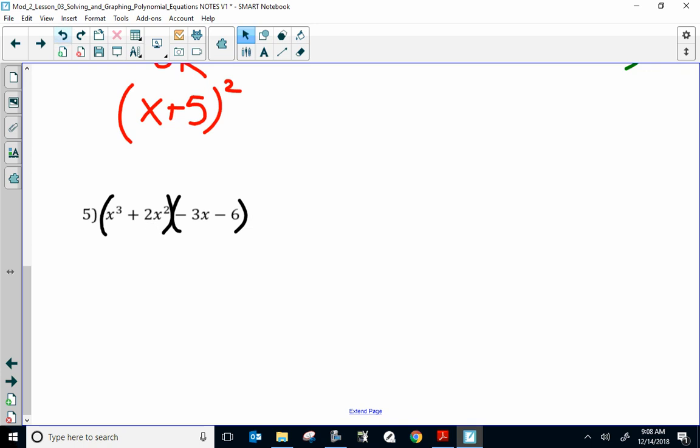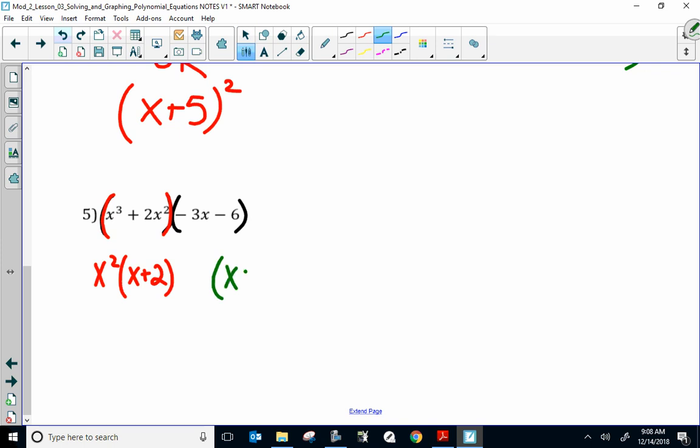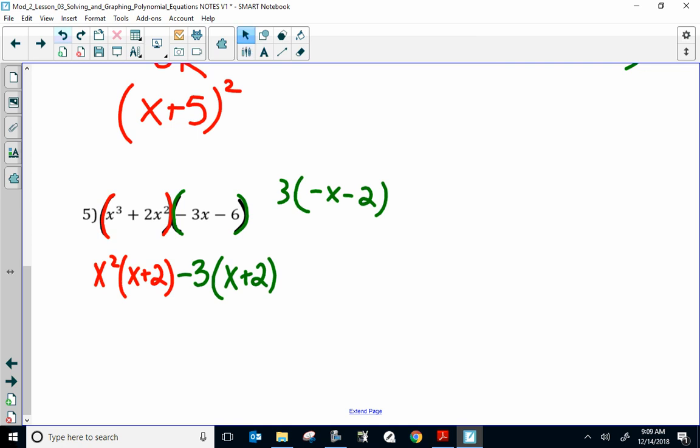is pull out a factor of each one of these parentheses. So I can factor out an x squared here. That will leave me x plus 2. And I want to try and get the same x plus 2 left after I factor something out of this. And I would have to factor out a negative 3, not a positive 3. If I factor out a positive 3, that will leave me with negative x minus 2. That's not the same. If I want these signs to flip, I have to flip this sign.